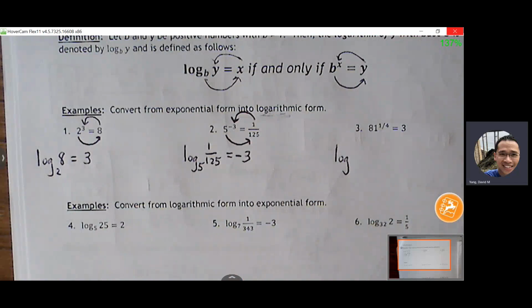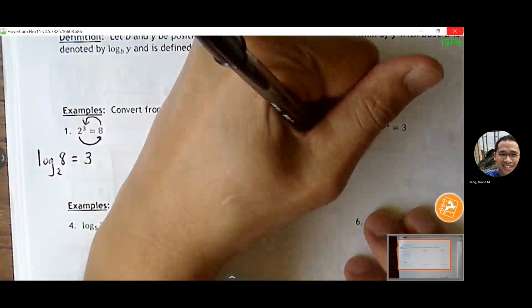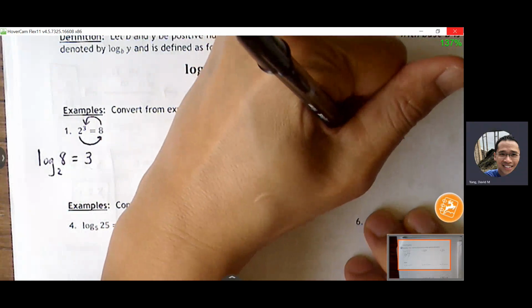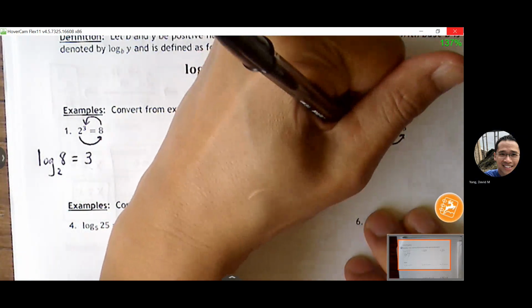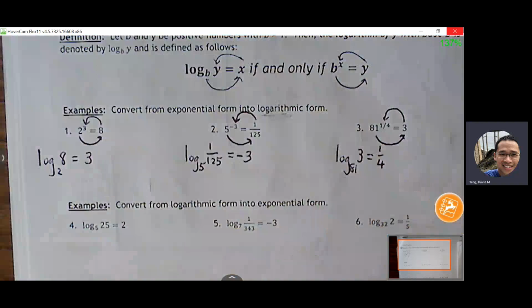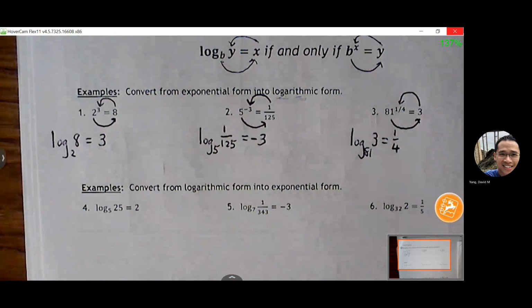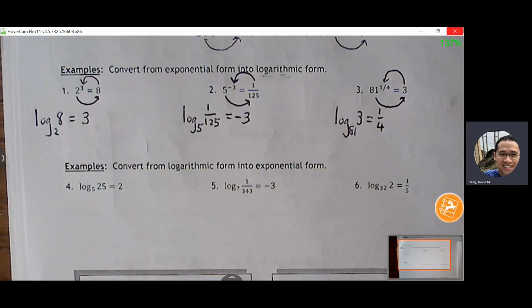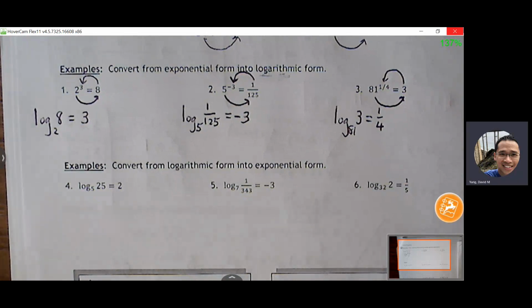Okay, log base what? Log base 81 of 3 is equal to 1/4. Okay. Everybody okay? Exponential to logs. Okay. So now we'll start at logs and we'll work back up to exponential form.